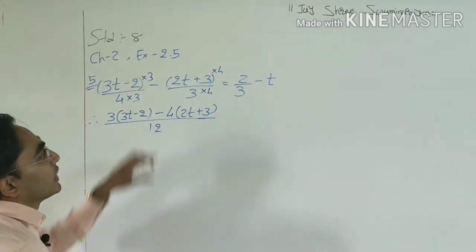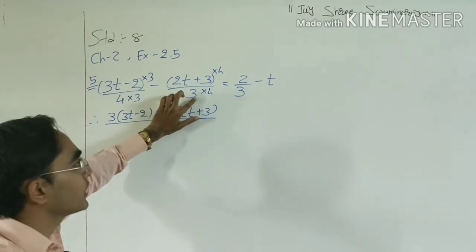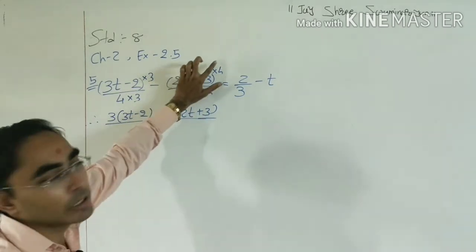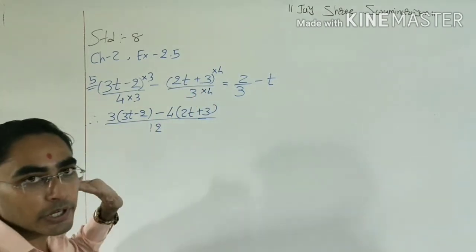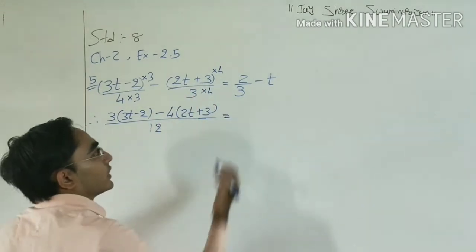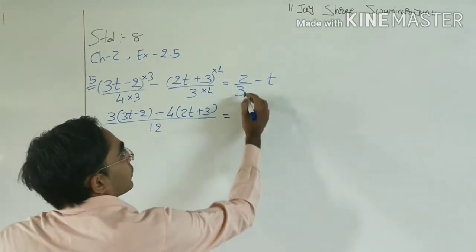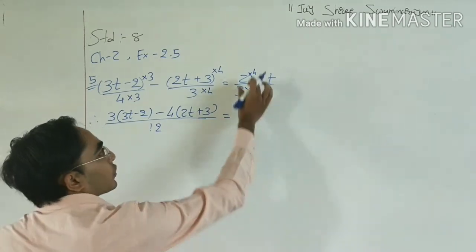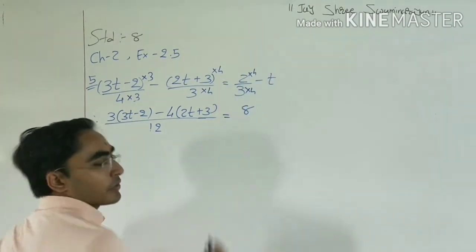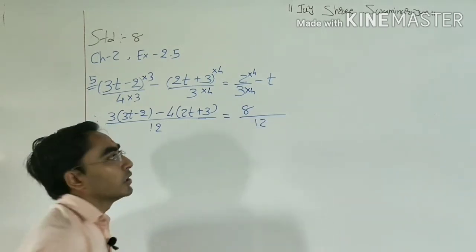Here 3 is there. How can we convert this 3 into 12? 3 4s are 12. So the same thing we need to multiply in the numerator. So 4 multiply this bracket, that's why the bracket is there. Then 2 by 3. How can we convert 3 into 12? 3 4s are 12. The same thing we need to do in the numerator. So here 4 2s are 8. Here also the denominator is 12.